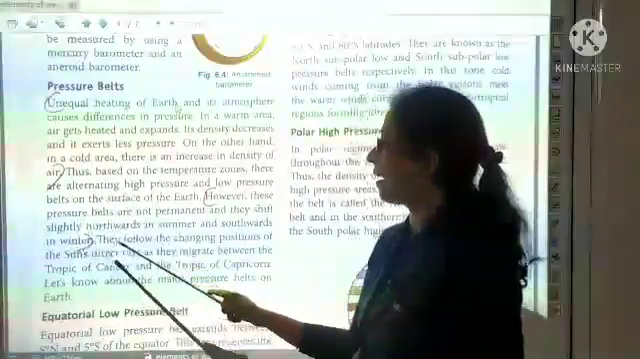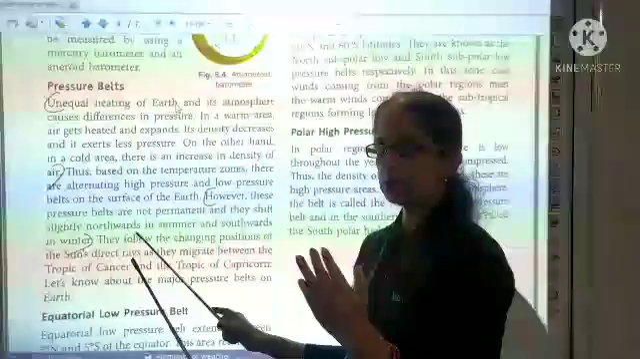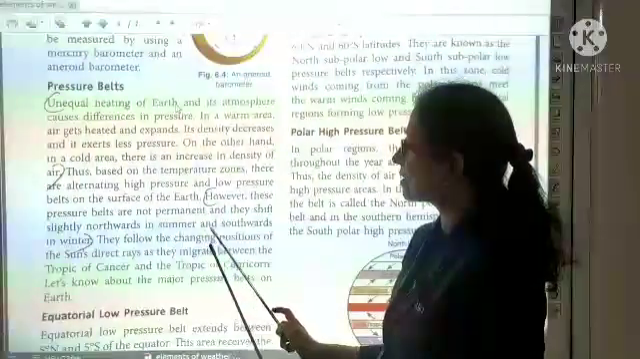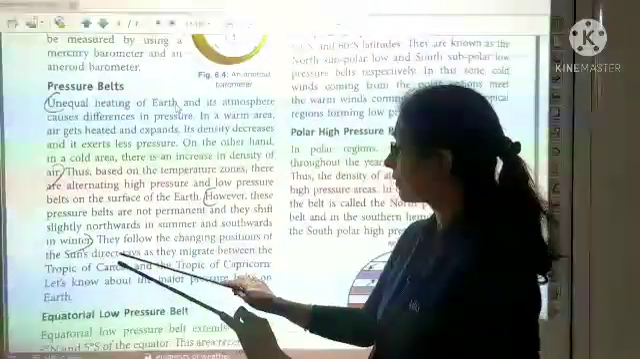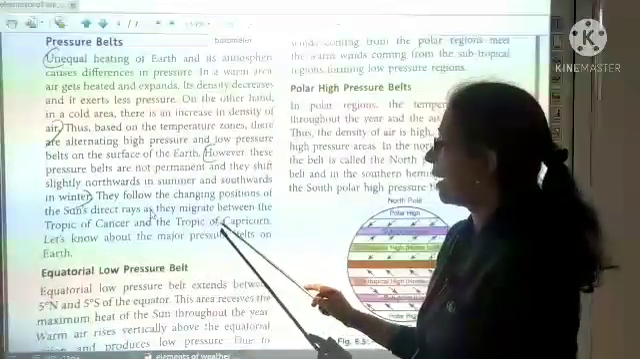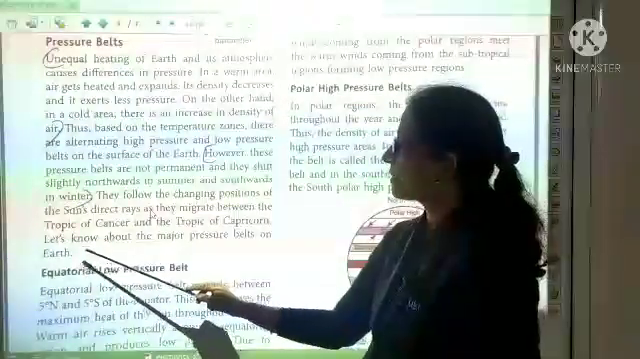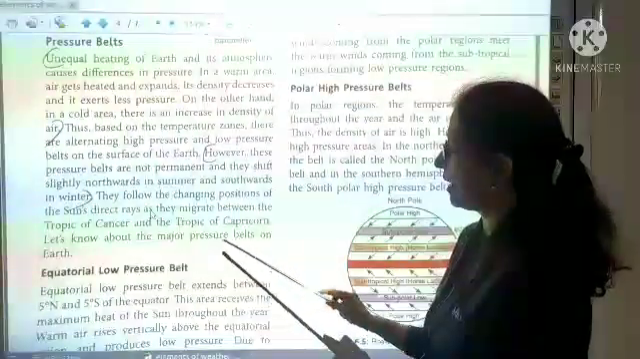जो ये pressure belts हैं वो permanent नहीं होती, वो shift होती हैं. जब summer होता है तो वो northwards की तरफ चली जाती हैं और southwards जाती हैं जब winter में. They follow the changing positions of the sun's direct rays as they migrate between the Tropic of Cancer and the Tropic of Capricorn. Let's know about the major pressure belts on the earth.